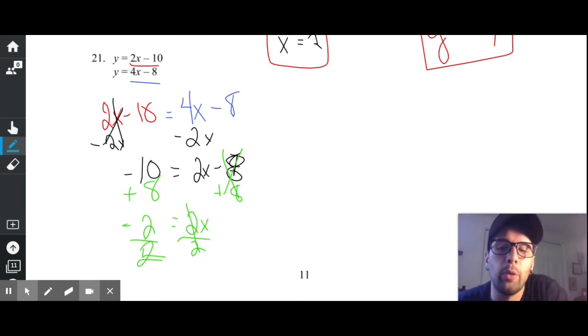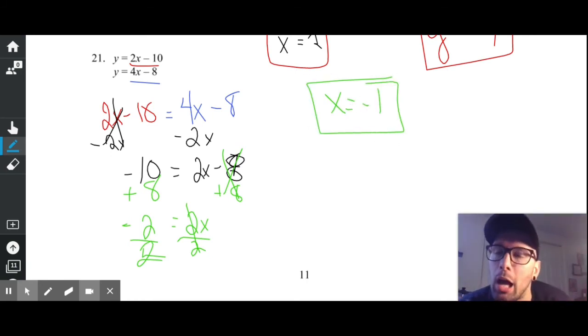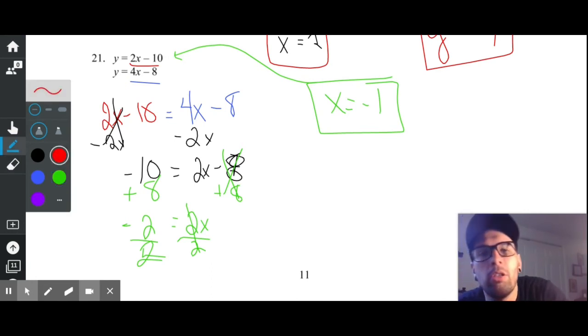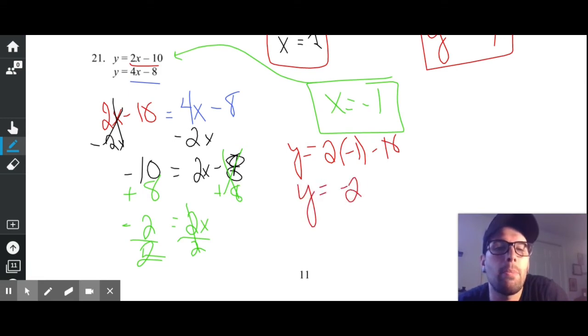Negative 2 divided by regular 2 says that x is going to be negative 1. X is negative 1. How do I find y? Plug it into any equation and solve for y. So I'm going to plug it into the top equation. When I plug it into the top equation, I get y equals 2 times x, no, x is negative 1, minus 10. 2 times negative 1 is negative 2 minus 10. Negative 2 minus 10 is negative 12.